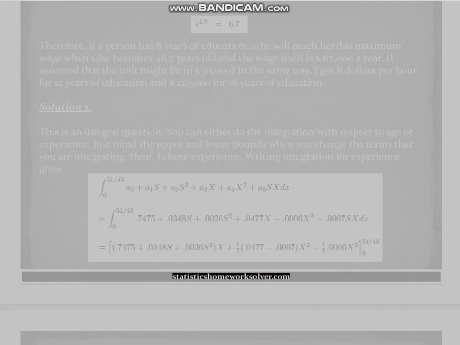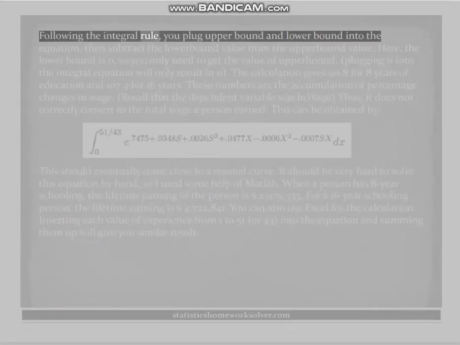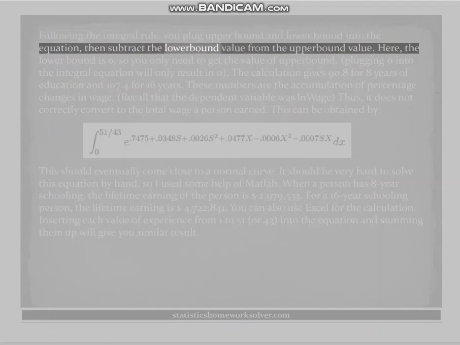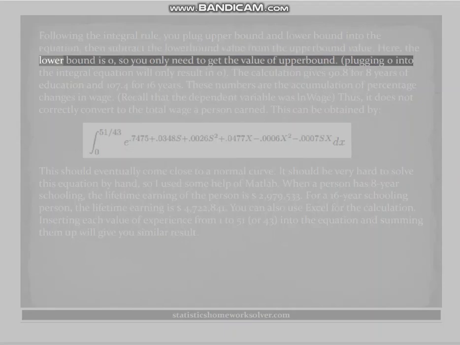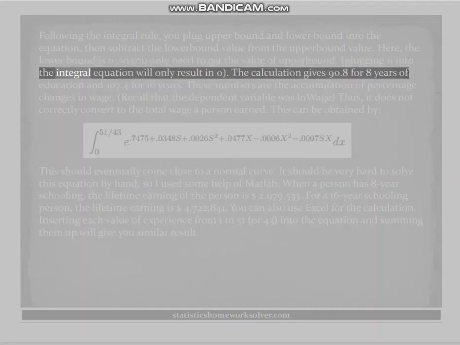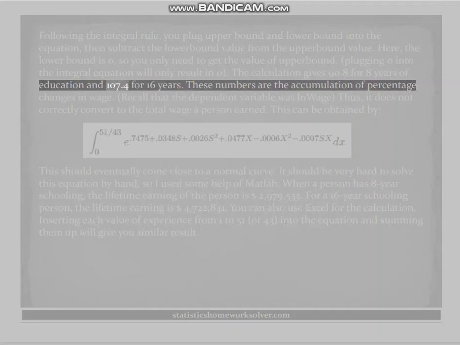Following the integral rule, you plug the upper bound and lower bound into the equation, then subtract the lower bound value from the upper bound value. Here, the lower bound is 0, so you only need to get the value of the upper bound. Plugging 0 into the integral equation will only result in 0. The calculation gives 90.8 for 8 years of education and 107.4 for 16 years.